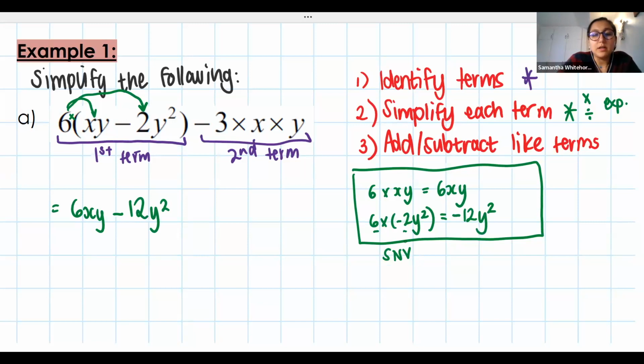Then I need to go and multiply in my second term the -3, the positive x, and the positive y. Now you can remember, or you can put in the ones in front of your variables if you would like to.